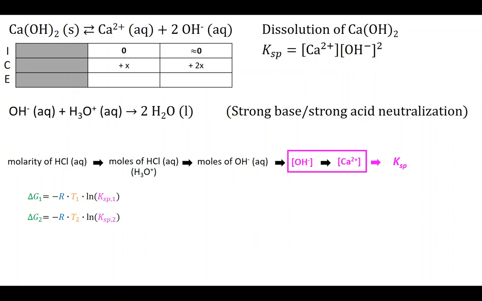And once we have delta G1 and delta G2, we can use the formula that I showed you in solving the pre-lab question to find delta H and delta S in exactly the same way that you would do it with the pre-lab, just with different numbers for the temperatures and delta G values.